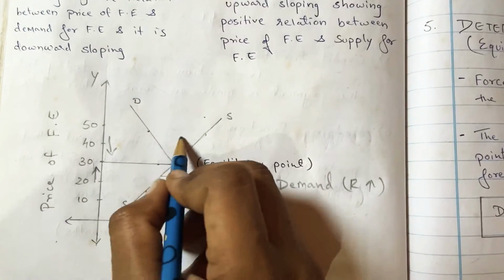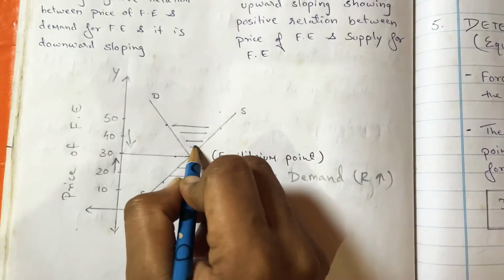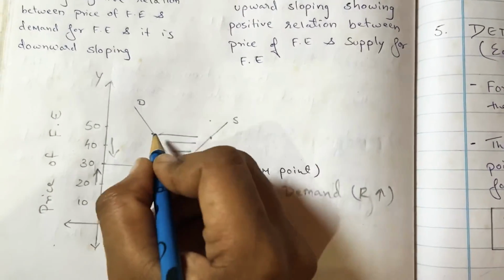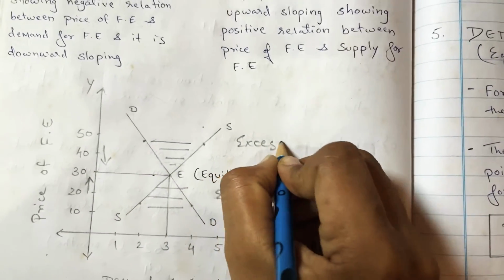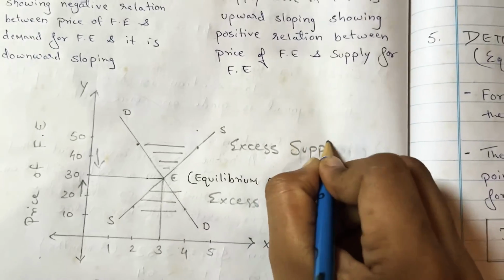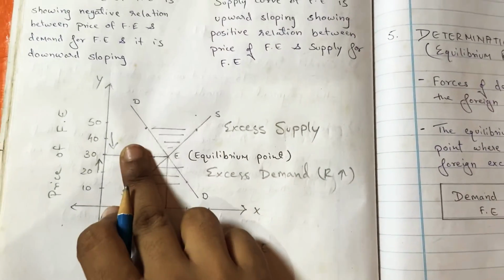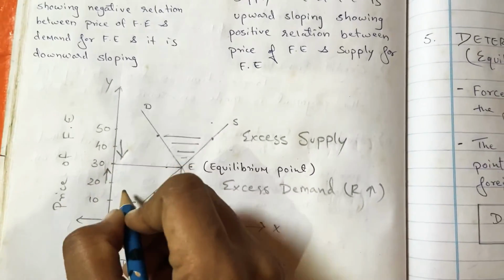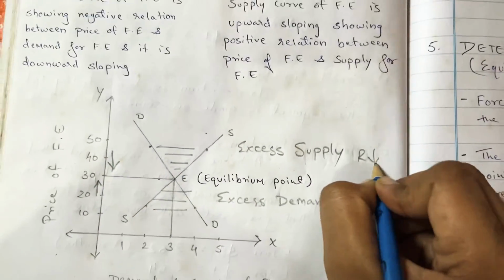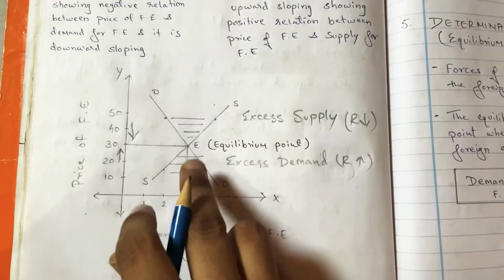If, for example, you are at this point where the supply is more but the demand is less, this is called the excess supply point. So in this case, to come to the equilibrium point, you have to decrease the price. Here the rate gets decreased to come to the equilibrium point.